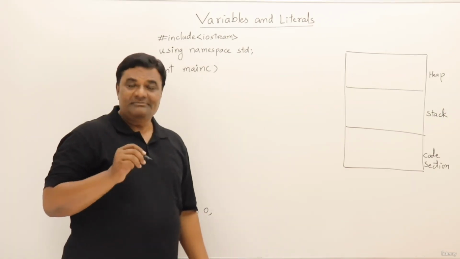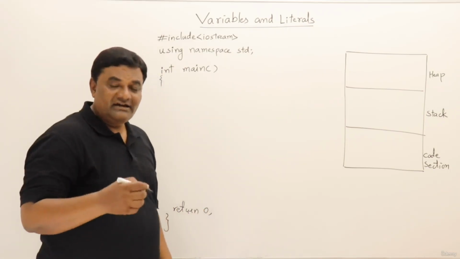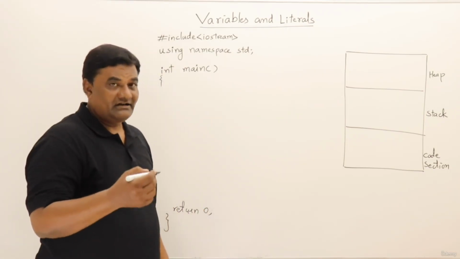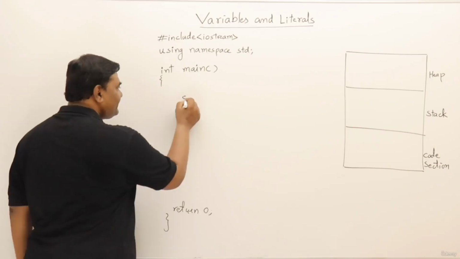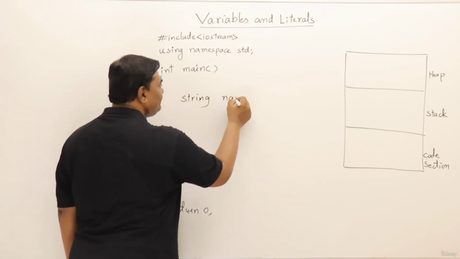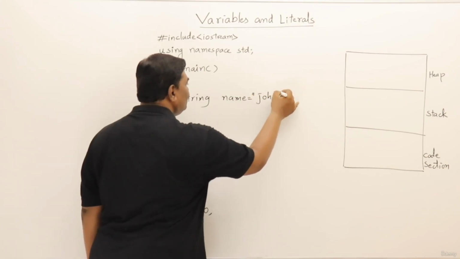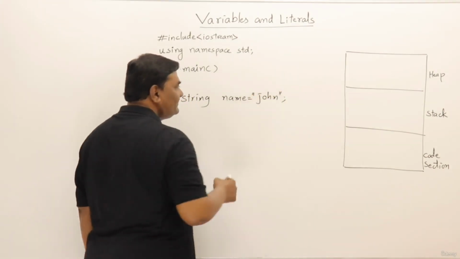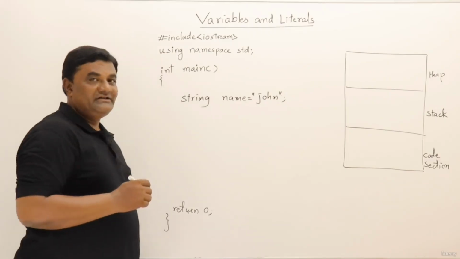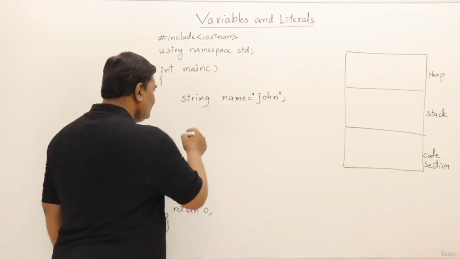See, string is not a primitive data type, but it is a class provided by C++, and you can create variables. They are called as objects. So string, this is small letter, name John. So this is given in double quotes. So string literals should be given in double quotes. So this will be creating an object, and this will be an initial value.